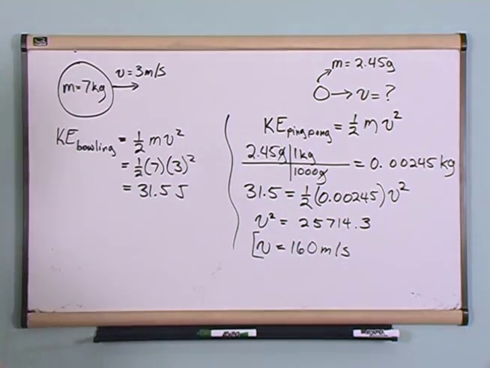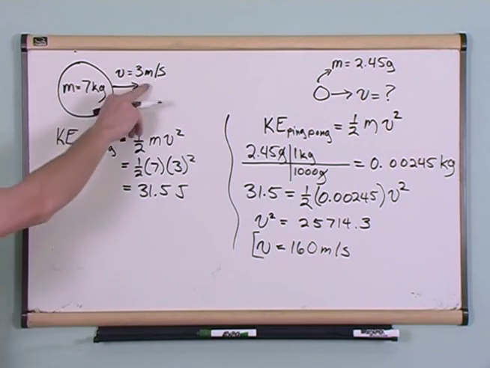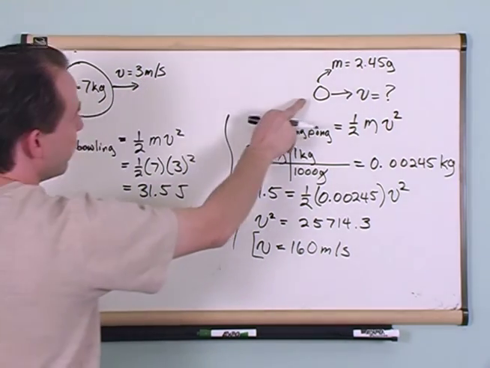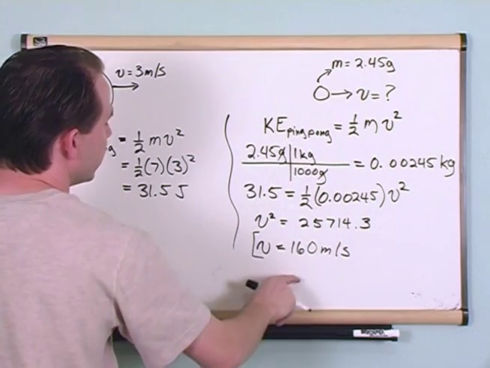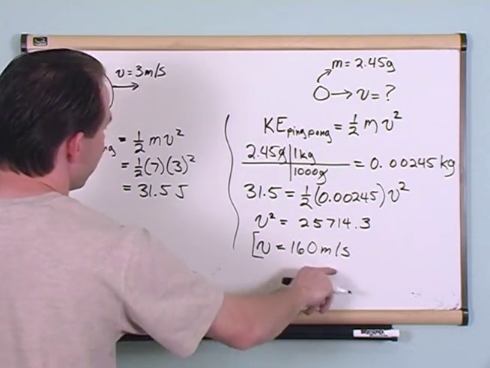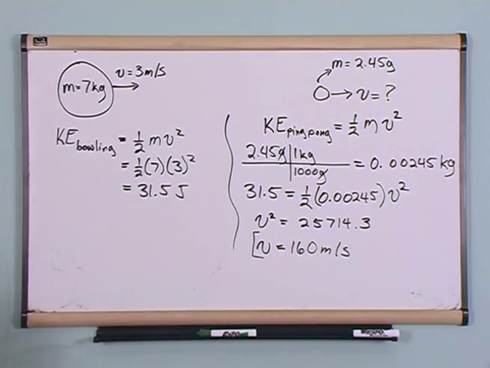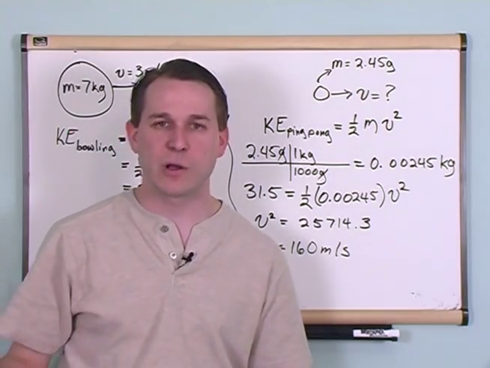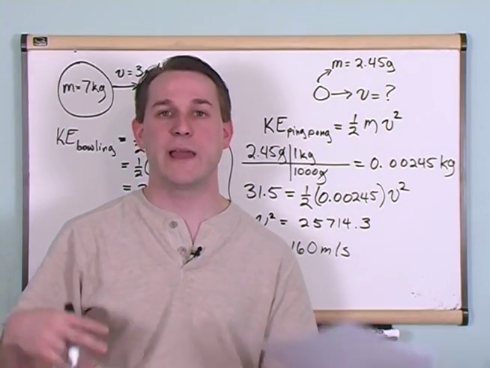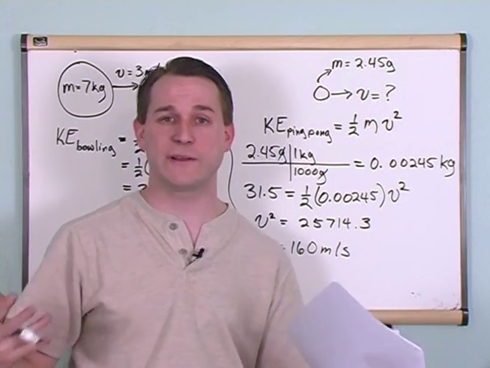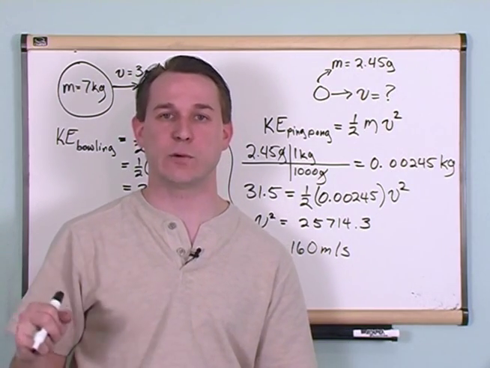So you can see right away, you had a bowling ball traveling at 3 meters per second. In order to have the same kinetic energy, this ping pong ball needs to be traveling a whole lot faster at 160 meters per second, and that makes a whole lot of sense. Since a ping pong ball doesn't have as much mass as a bowling ball, you have to give it a lot more speed in order for it to have the same kinetic energy, and that's exactly what we've shown here.